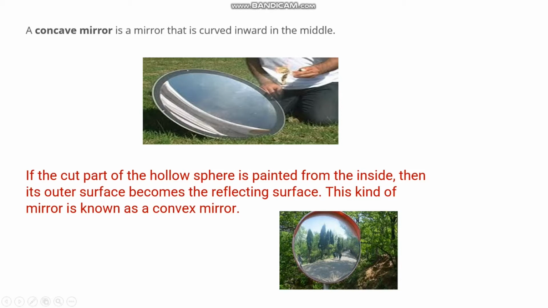first one, this is a concave mirror, so that is curved inward in the middle. So the reflecting surface, if you observe, is curved inward in the middle. If you observe below, this is a convex mirror. Actually it is also a part of a hollow sphere. The cut part is painted from the inside, then its outer surface becomes the reflecting surface. So we can observe the concave and convex mirrors.